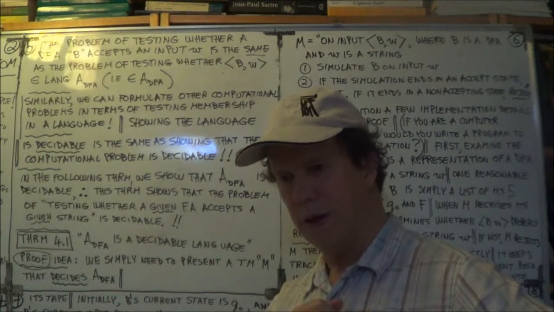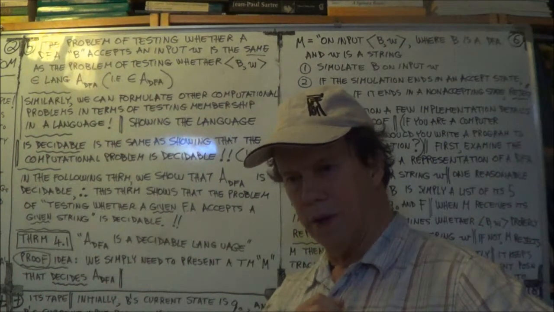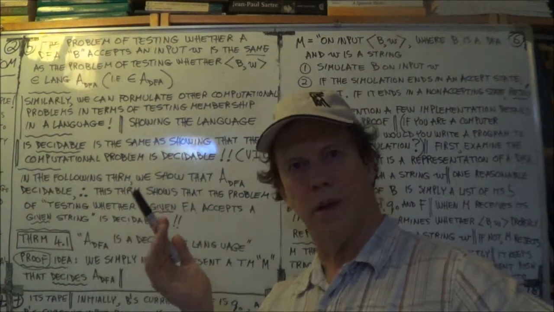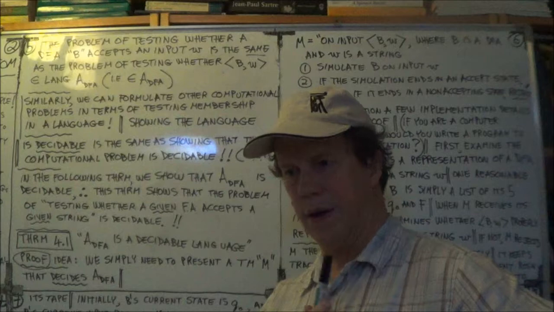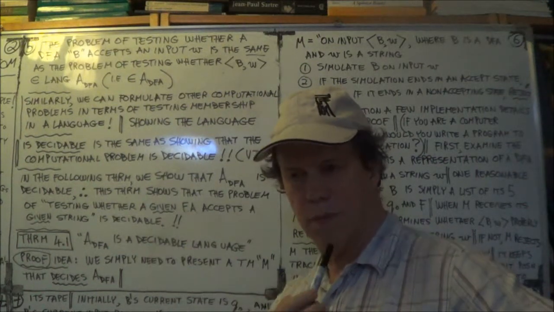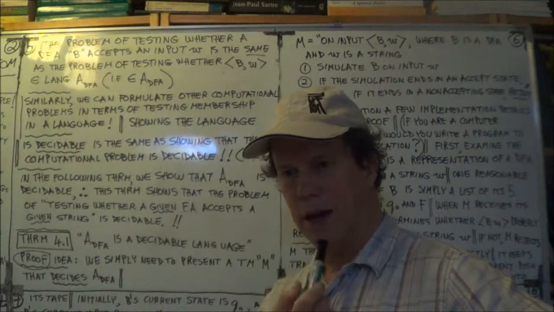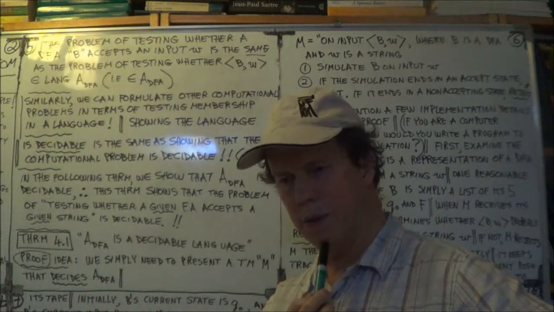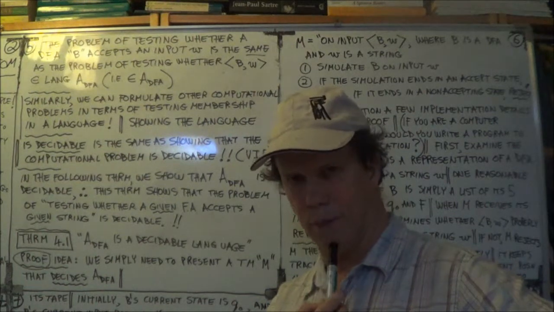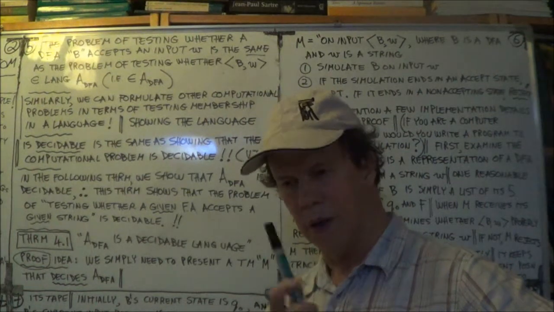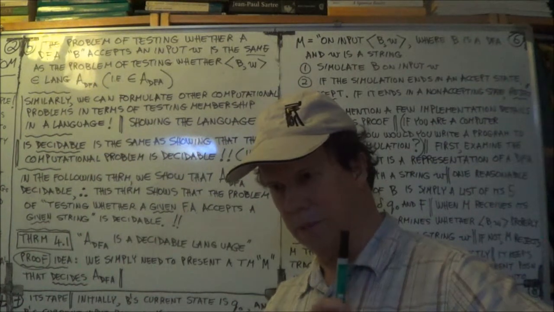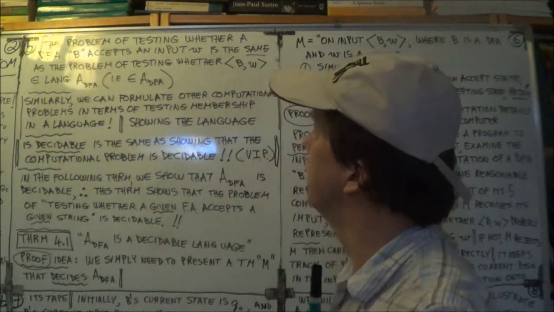You take the computer type problems, like for example, does a particular machine accept a particular string? That's a computational type problem. And you translate that problem into a membership of a language type problem. And the two are equivalent. And that's what I'm now trying to show.